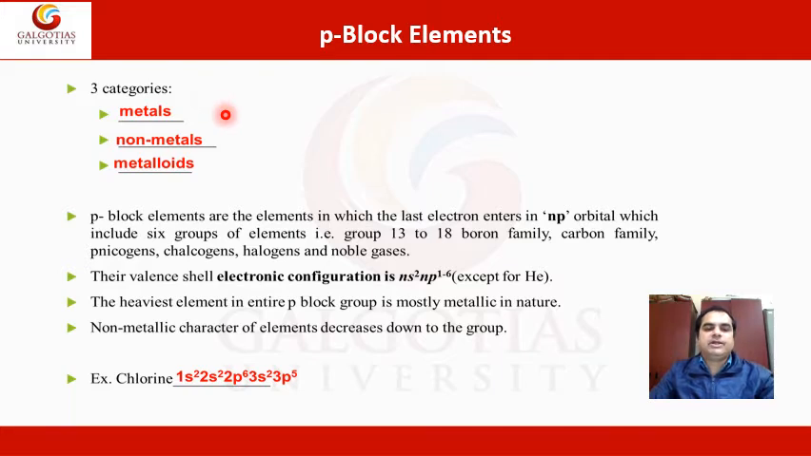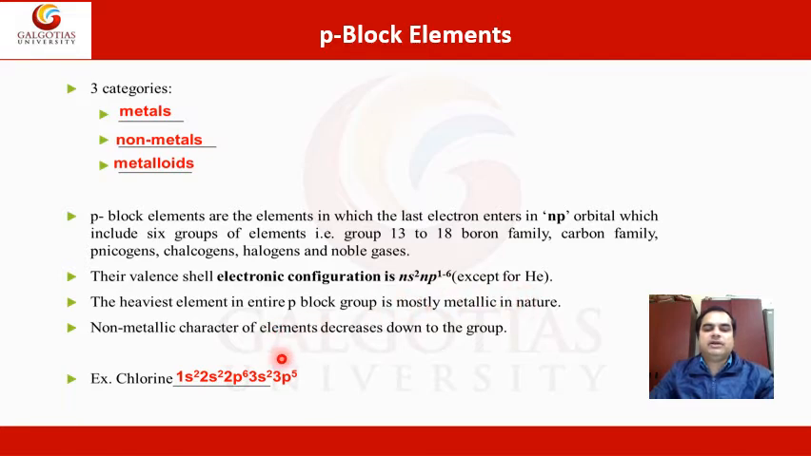We have three categories: metals, non-metals, and metalloids. In the p block elements, the last electron enters the np orbital, which includes six groups from group 13 to 18, called the boron, carbon, nitrogen, chalcogen, halogen, and noble gas families. The valence shell electron configuration for these elements in general is ns2 np1-6, except for helium, because in that case we don't have any p orbital.